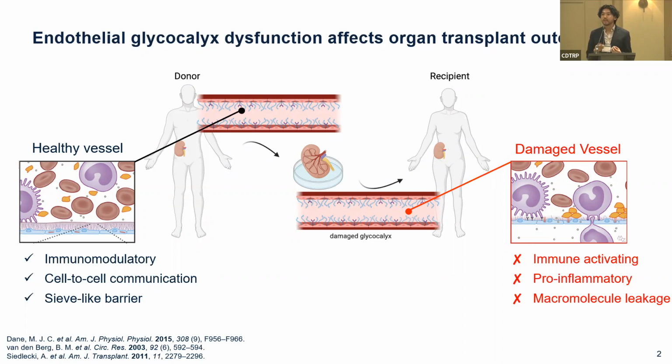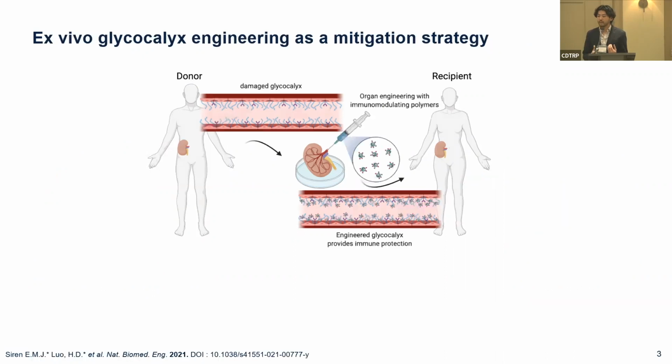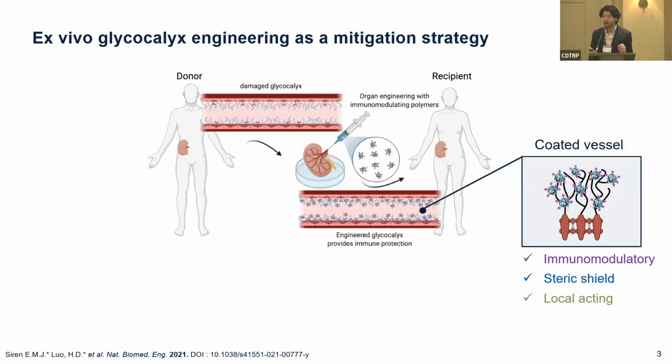And so we decided to take a targeted, localized approach to mitigate this problem. How we thought about doing this is basically creating a polymer coating on top of the blood vessel that is introduced during the procurement process. We would just dope it into the organ preservation solution and hopefully paint on top of the blood vessel of the organ. So our design needs to work in such a way that it recapitulates the functions of the glycocalyx as well as fortifies its structure.